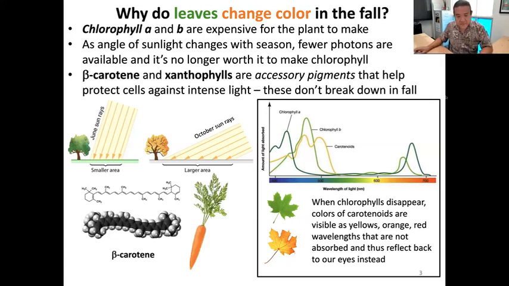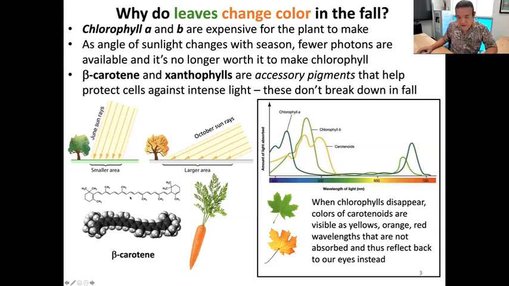So here's the structure of a carotenoid. So this is beta carotene, right? So that's what gives carrots its orange color, right? The carrot, the crunchy root of the carrot is loaded with beta carotene, and it does not absorb yellows and orange light. So that's why it appears orange to us.